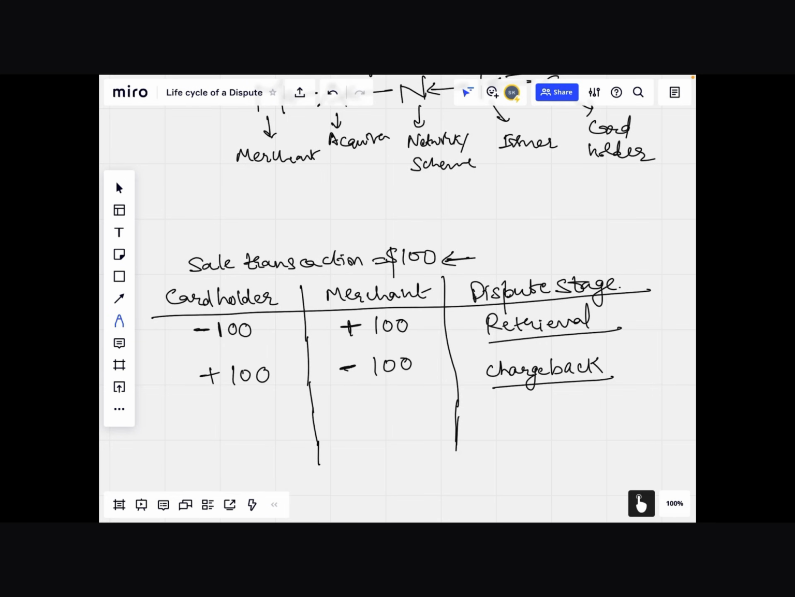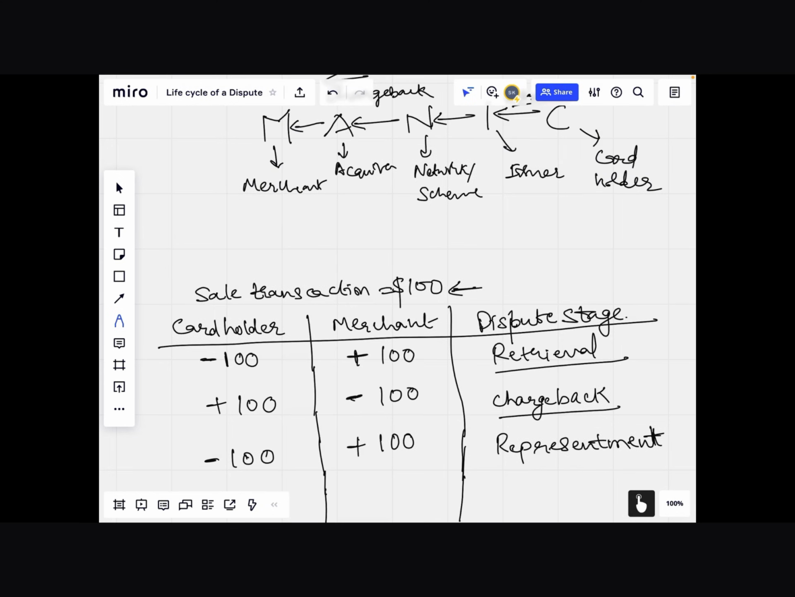Then, obviously, we start going into the next stage, which is the representment case. The representment is the next stage where the merchant is given another chance, and the merchant says, no, I still believe that this is a valid charge, and I have provided my services or the goods to the card holder, and I have got sufficient proof. So the merchant says that I would request you to put the $100 back on my account and let the transaction be as it was originally, right?